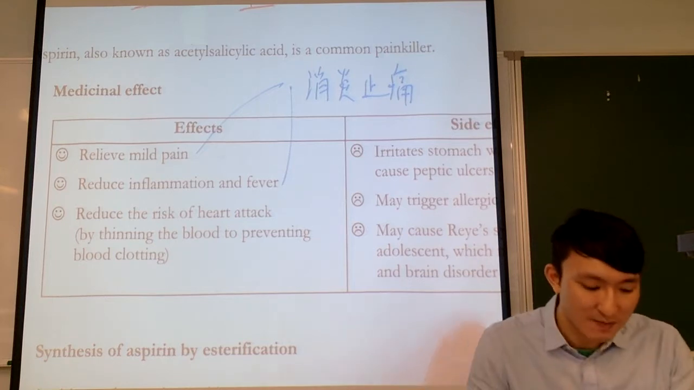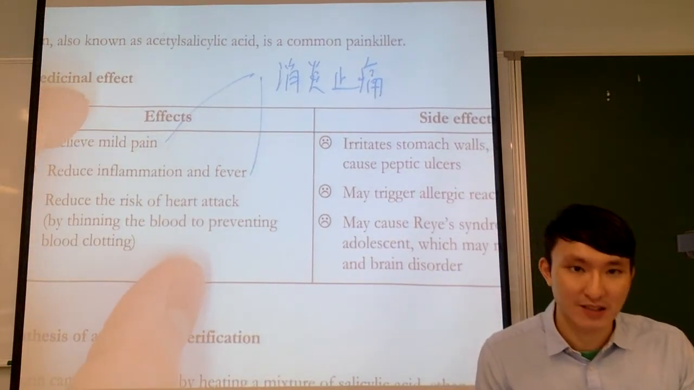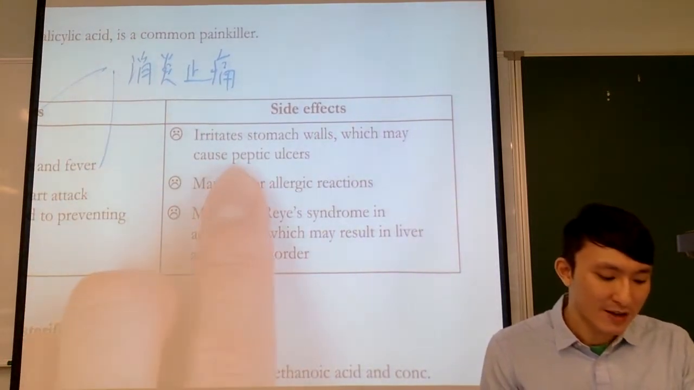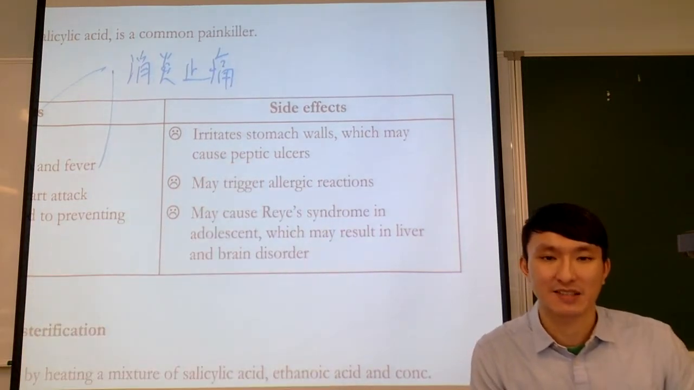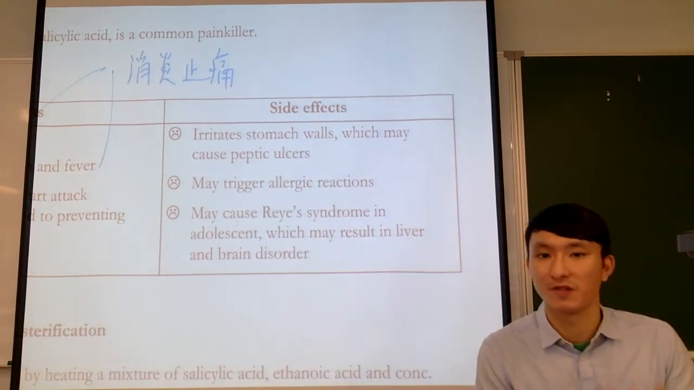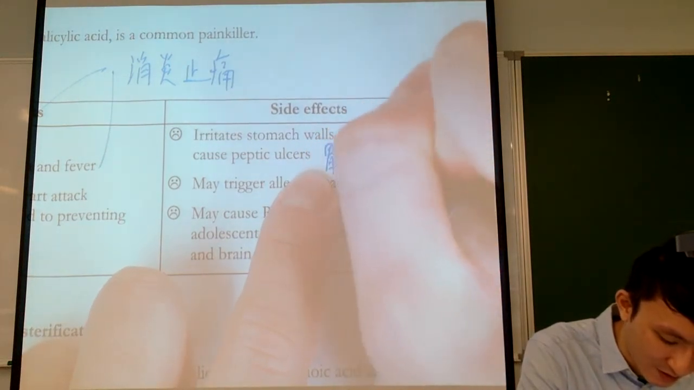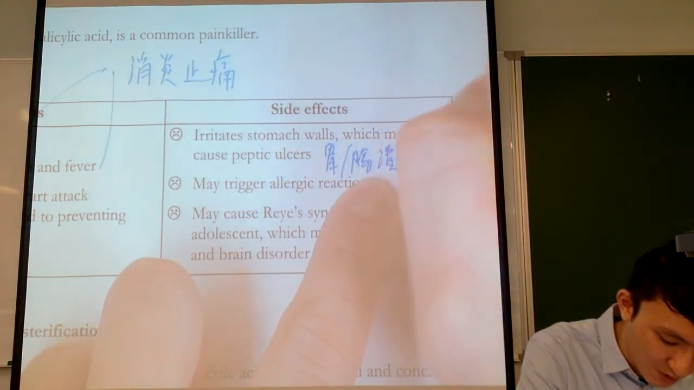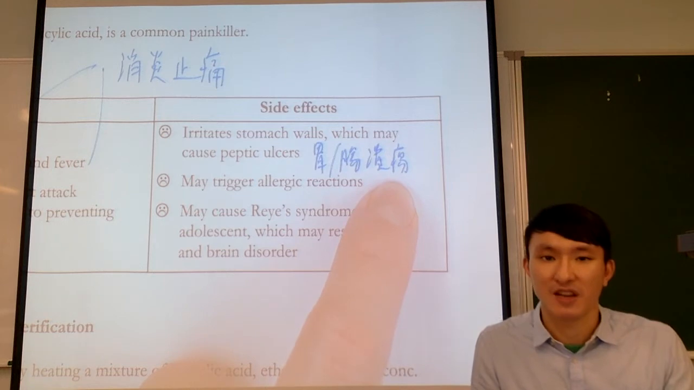All right, enough biology, let's go back to chemistry. So these are, of course, the desirable effects, the medicinal effects. However, as a drug, it also has side effects. So aspirin may irritate the stomach wall and cause peptic ulcers. Peptic means intestine, okay? Ulcers basically means wound, injury, okay? I'm not sure whether it is written like this, but basically it is the wound or injury of the gastrointestinal system, okay?